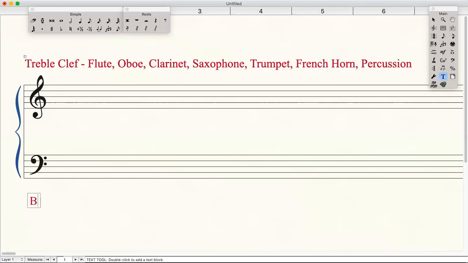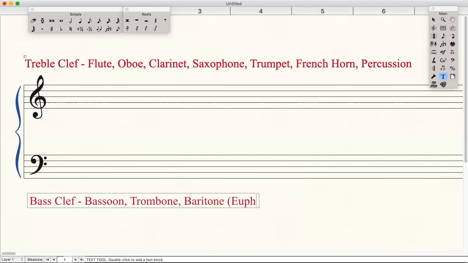And down here we have the bass clef. And instruments in the bass clef are bassoon, trombone, baritone, which we also are calling the euphonium, and the tuba. Later on, French horn and percussion will also learn some bass clef when we get into extended range, but for now, we'll just do this. Alrighty, let's get started.